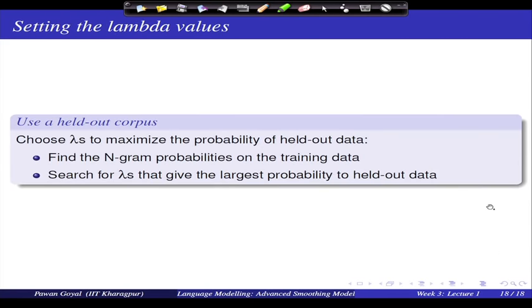Now the question might be, how do I choose my lambdas? That you will do, as we said earlier, with a held out corpus. You will find out which values of lambda give you the highest probability, and those lambdas you can use for your smoothing. Okay, so that's where we finish our topic of language modeling.